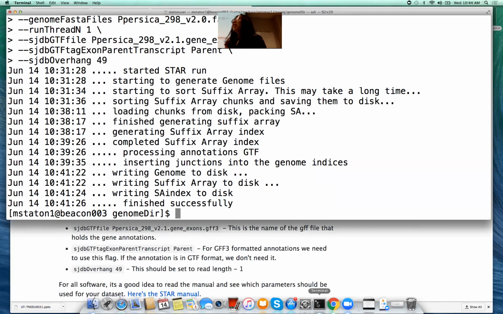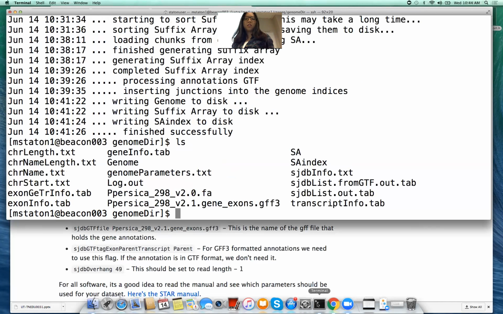So it's already done. How many people are done? Okay, good. If you take a look in your genome directory, you see a bunch of files here. These are all the index files this software generated, and we are going to use them to map our reads to the genome.